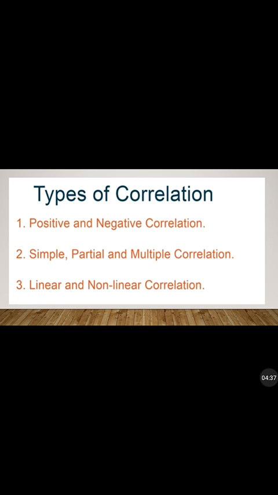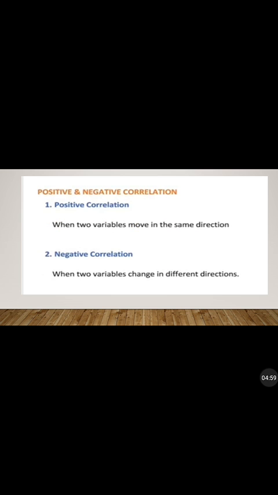Here we are going to see the types of correlation. In total we have 7 types of correlation. There is positive and negative. Next one is simple, partial and multiple, and the last one is linear and non-linear. So in total we have 7 types of correlation, and the first one is positive and negative correlation.